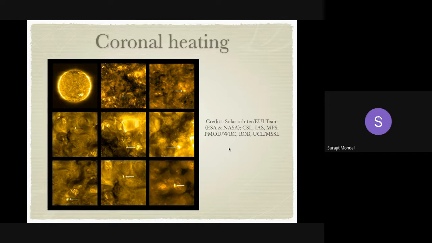So campfires are very small flares. They're tiny brightenings in the corona. If you try to look at this very carefully, there are these very small enhancements in intensity in front of these arrows. These are thought to be very key to understanding the coronal heating problem. So I do not have much time to go into these in more detail. We'll stop after giving a summary of this.